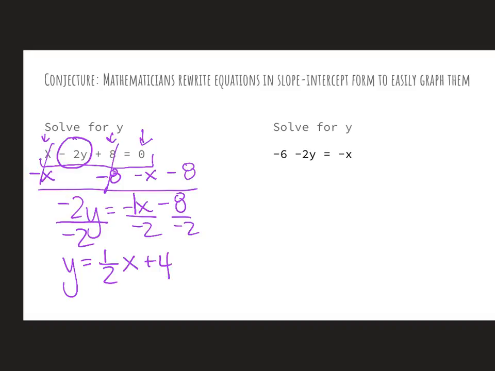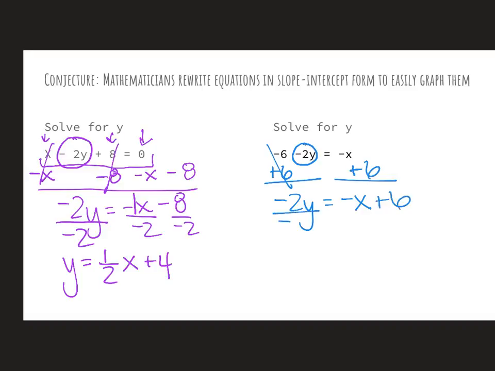The second equation is a normal one, meaning that there's only one thing attached to the circle here. So I circle y and its coefficient. I get rid of what's attached to that circle by doing the opposite. So I'm adding 6. I bring down my negative 2y. I bring down my negative x and my positive 6.